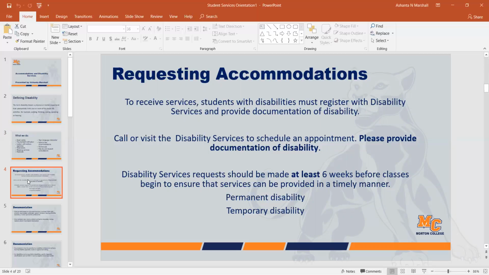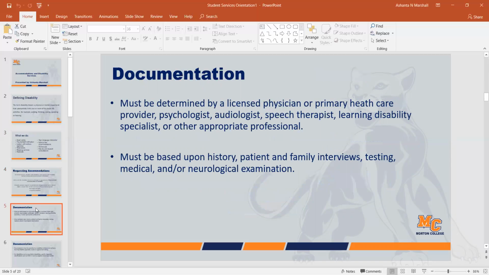And then you can have a permanent disability or a temporary disability. We have had students who have had a broken arm or leg, things like that. So it's just a temporary thing. You can still receive services for that. We had a student last semester who broke their arm and they needed a note taker just for that semester. So that is definitely something that you can use.